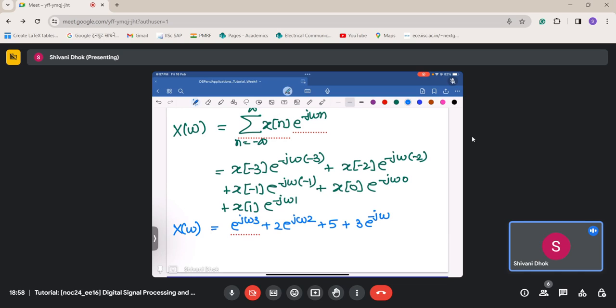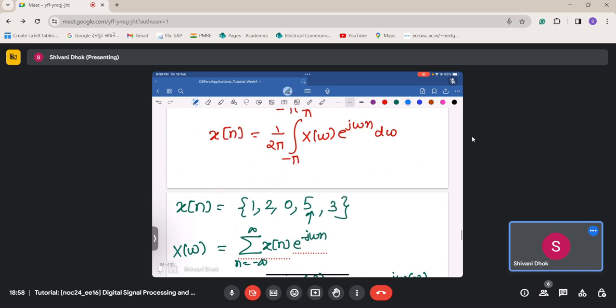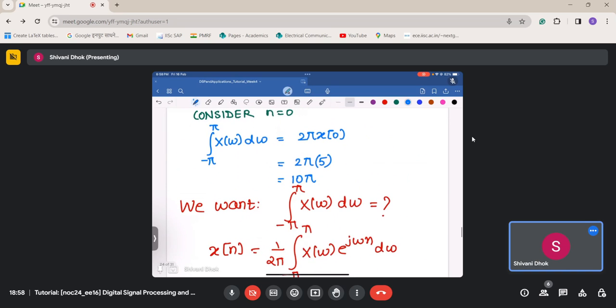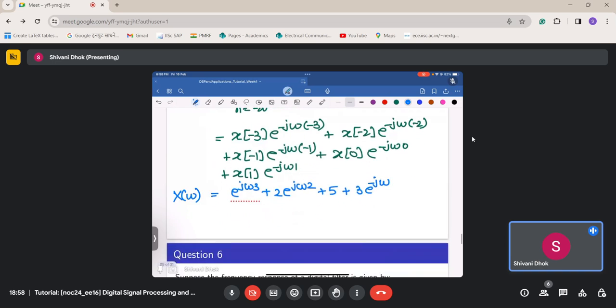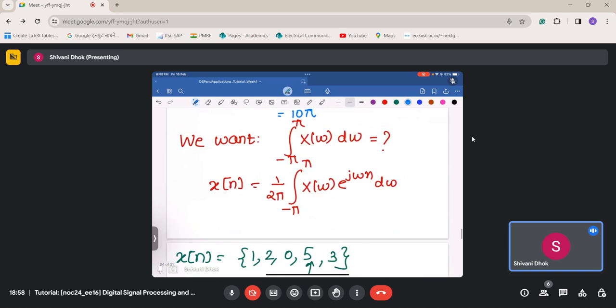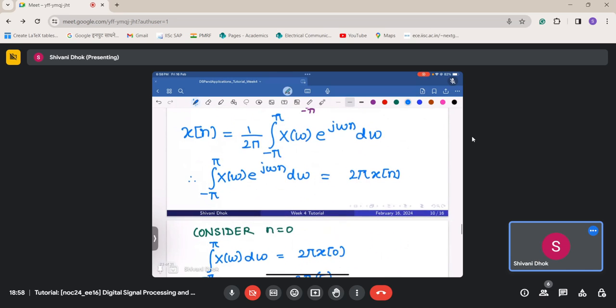Any other questions? Now you can use this X of omega and integrate it over minus pi to pi. You will again get the same answer which we have found out here. But you need to do this step, then do the integration. It's too complicated. So this is a much simpler approach.